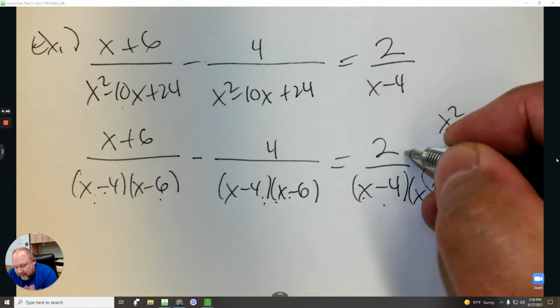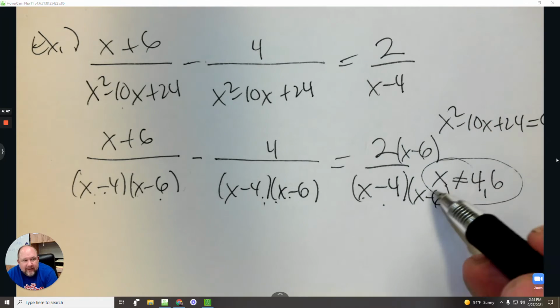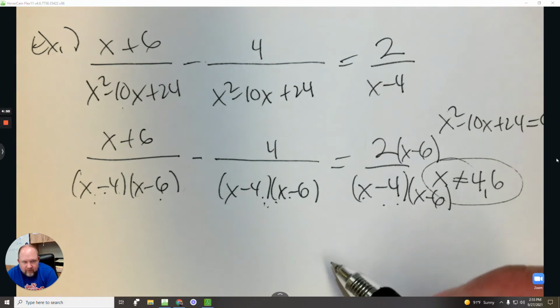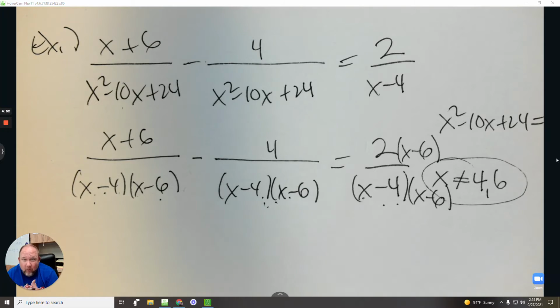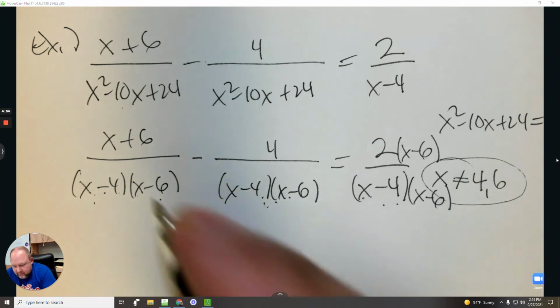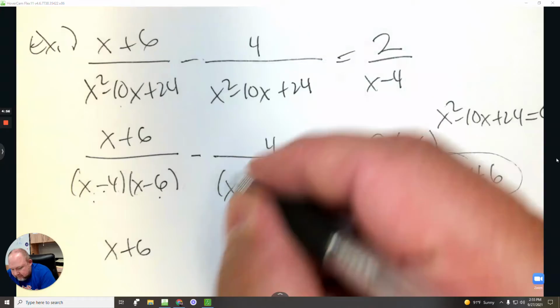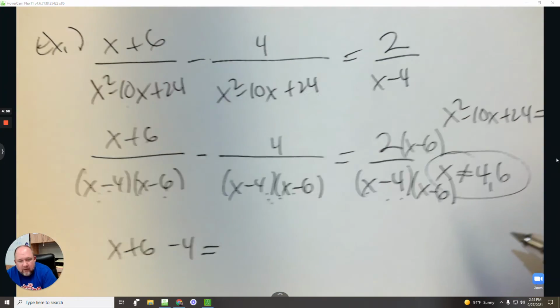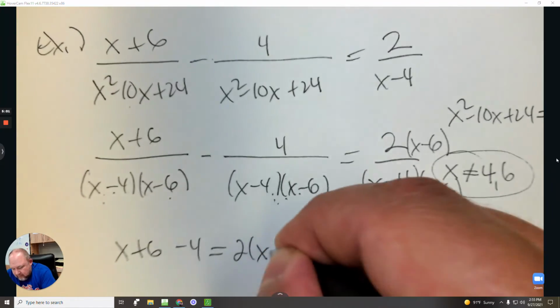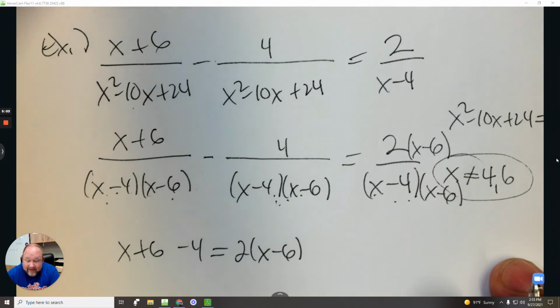So I'm going to multiply top and bottom by x subtract 6. So now all the denominators are the same. At this step, you only write down the numerators. So I'm going to write down x plus 6. I'm going to write down negative 4. and then I have 2 times x minus 6. That's what I'm solving.